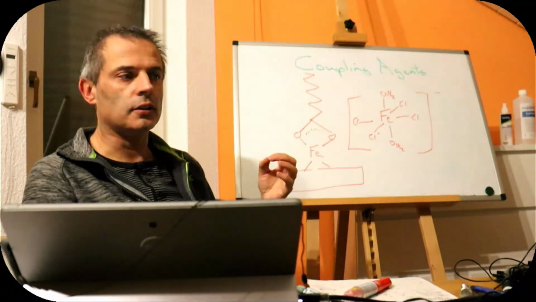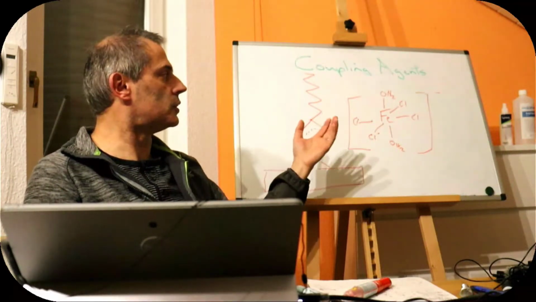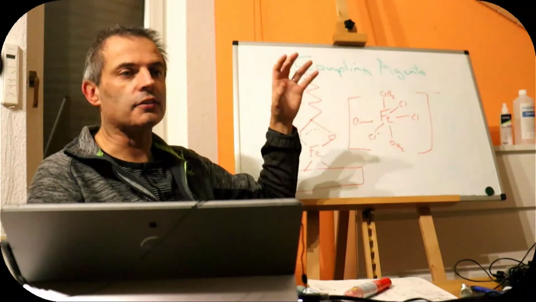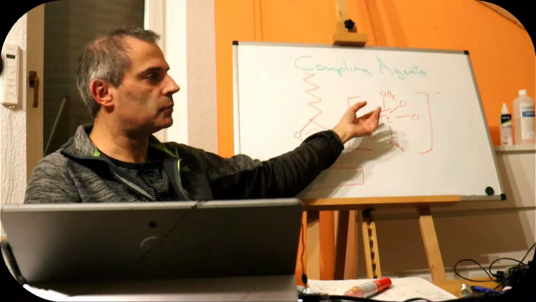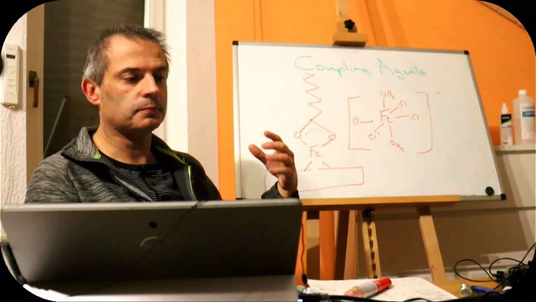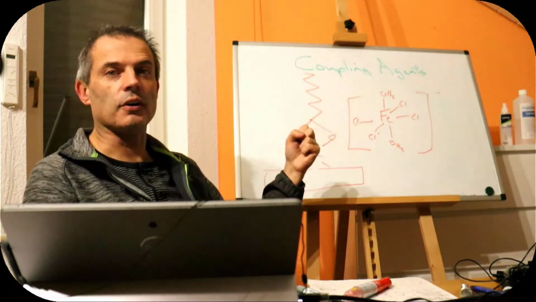EDTA is used in blood bags when you give blood to prevent the blood from clotting, which it does by pulling calcium out of solution and making the effective concentration very low, because the calcium doesn't do the thing it's supposed to do, interact with other molecules, because it's too busy interacting with the EDTA, which sticks to it very, very well.